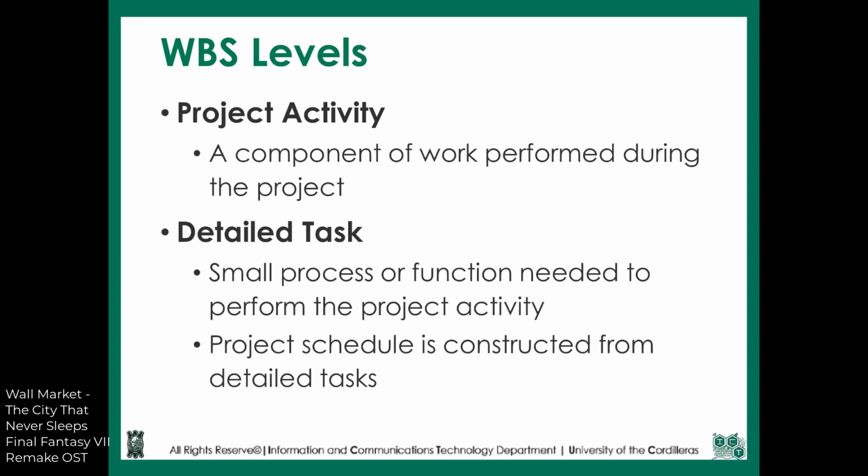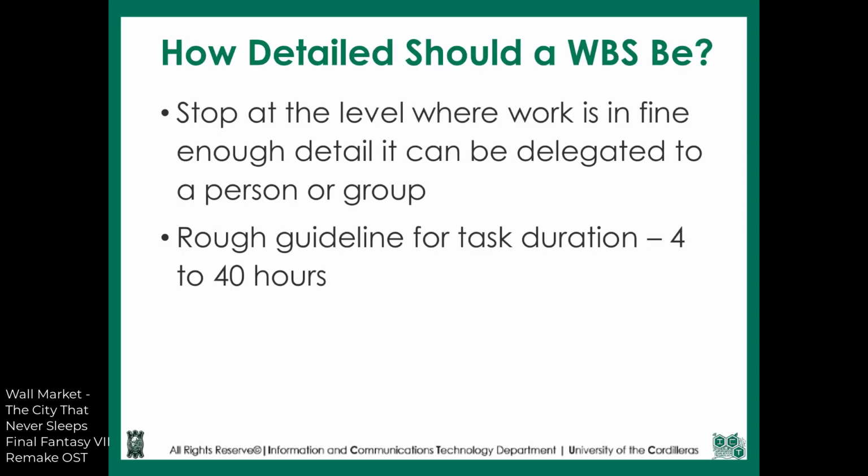A project activity is a component of work done during the project. In some cases, if the project is small, the WBS levels would end here. For more complex projects, we would have the detailed task, small processes or functions necessary to perform the project activity. To quantify it, a detailed task is around 4 to 40 hours for a full-blown implementation of a project. So that means that if a project activity can be done at most 40 hours, then it may not be necessary to have a detailed task under it.